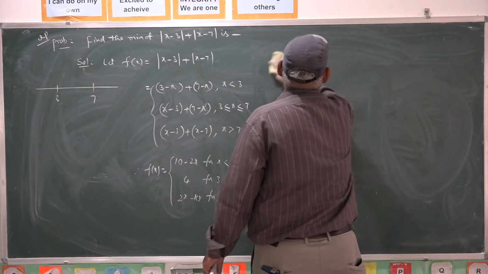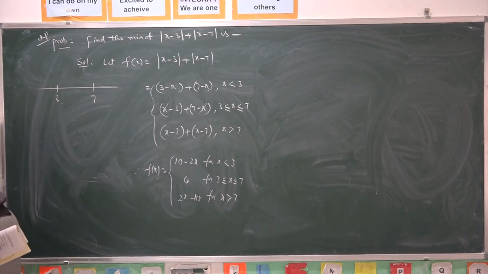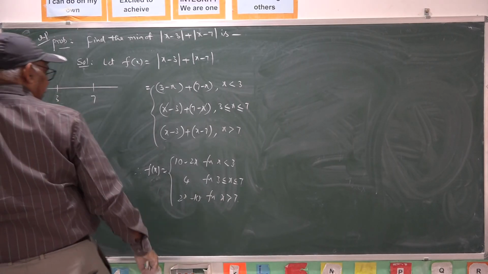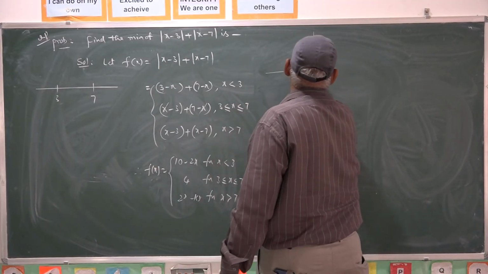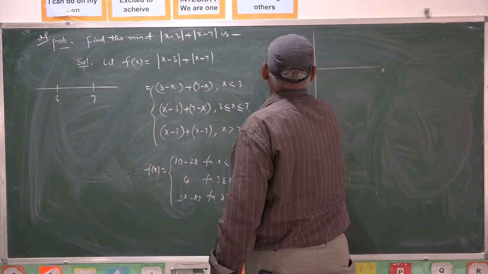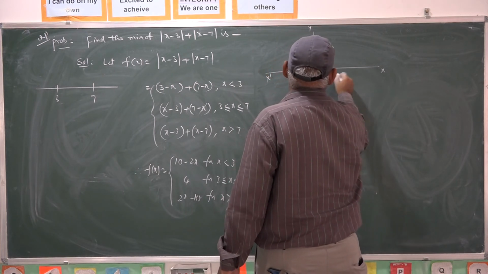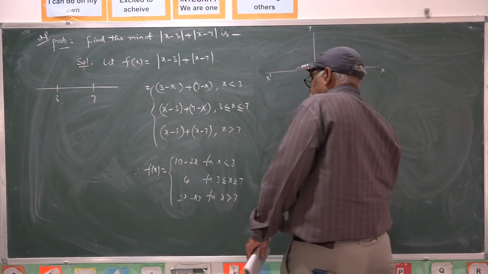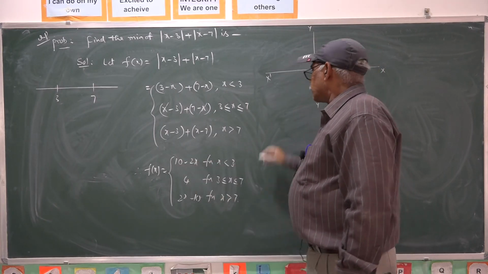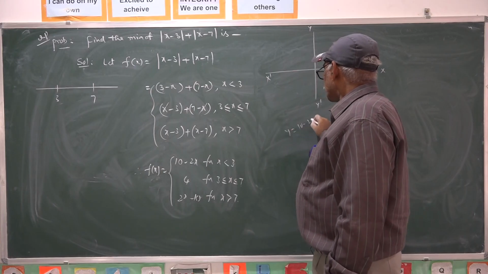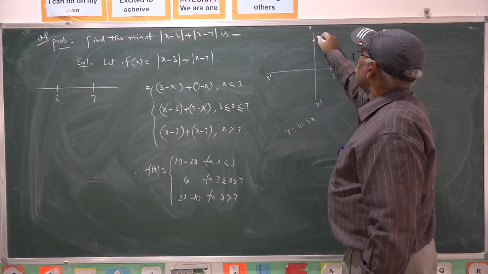So here, there is no need of going through the derivatives. Otherwise, graphically, once you observe this function, the graph has breakpoints at 3 and 7. For x less than 3, y equals 10 minus 2x. Taking x equal to 0, y is 10. So, it passes through (0, 10).